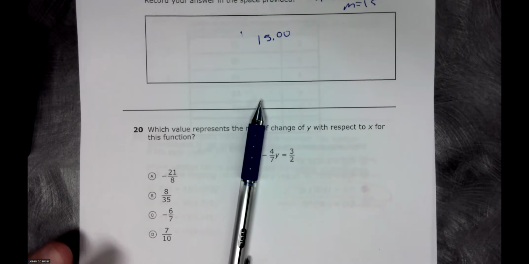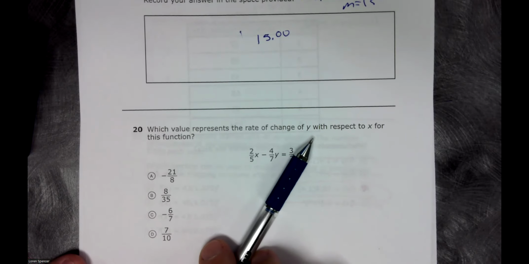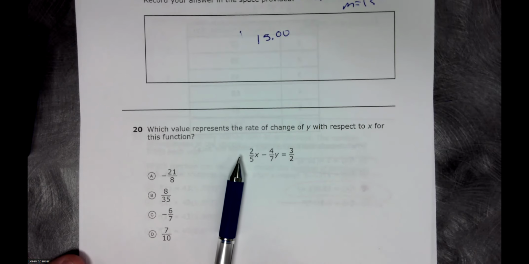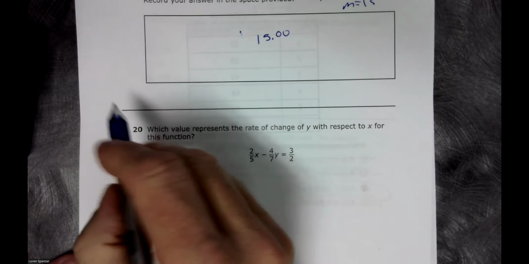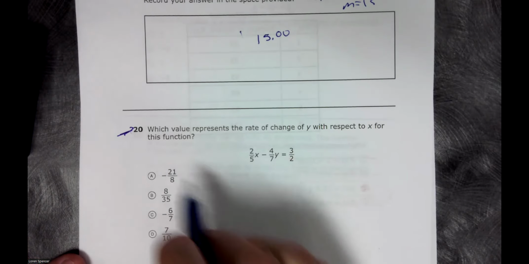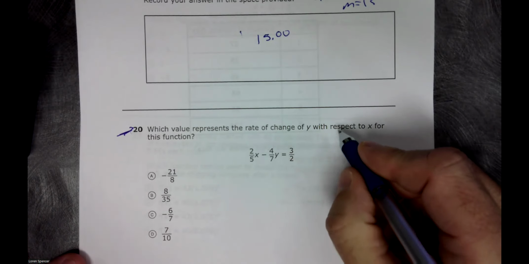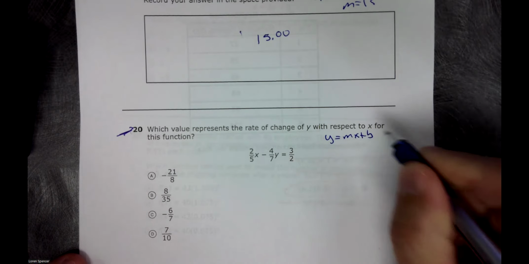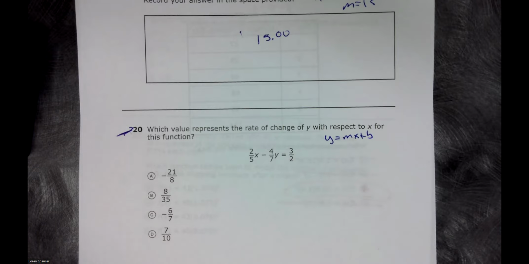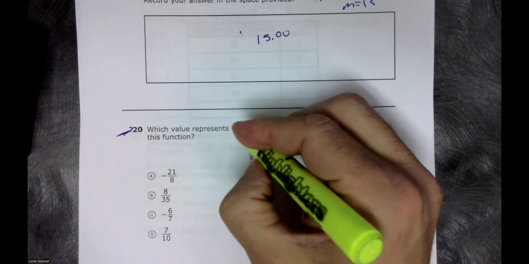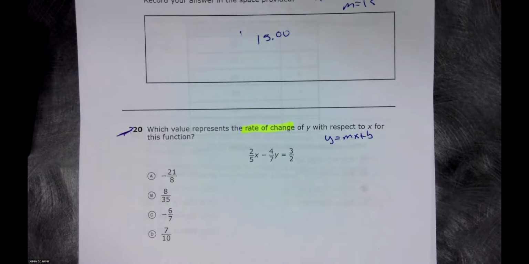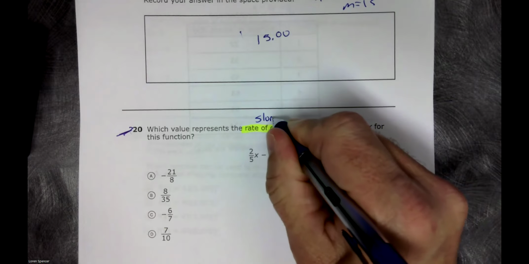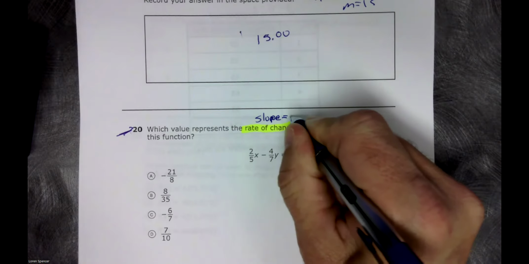All right, number 20. Which value represents the rate of change of y with respect to x for this function? This is the pain. This is one that if you don't get right, it's not the most important. I need to solve for y. I need to go y equals mx plus b. And I know that because they say rate of change. Rate of change is my key phrase. So that tells me I'm looking for my slope, which means I'm looking for m.